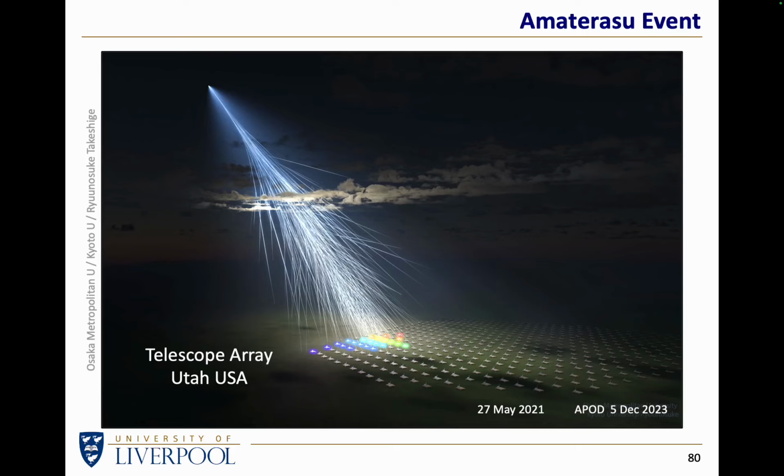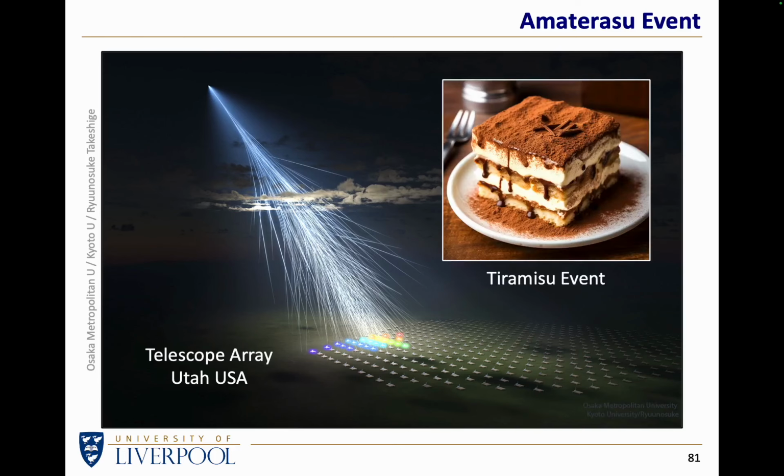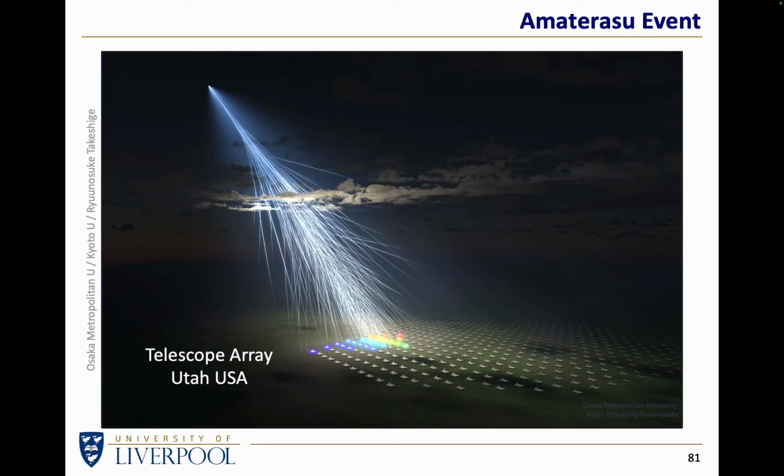The Amaterasu event, you can see this artist's impression indicating that part of the shower was caught by the array, from which they've got enough data to backtrack and work out just how energetic this particle was and to backtrack its direction. Before I pass on from this slide, let me just make it clear. The Amaterasu event should not be confused with the tiramisu event, which is what they had at the party afterwards when they realized they'd discovered such an energetic particle.